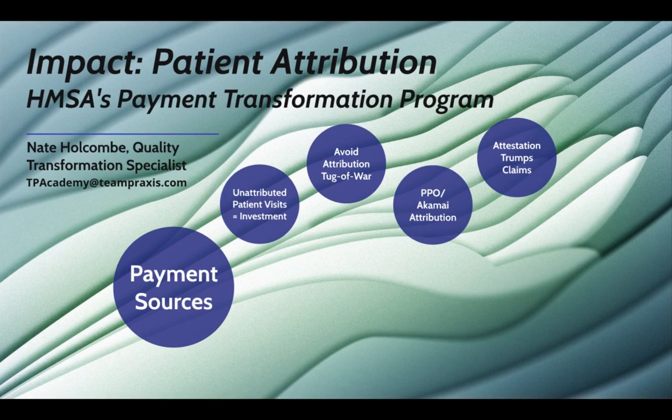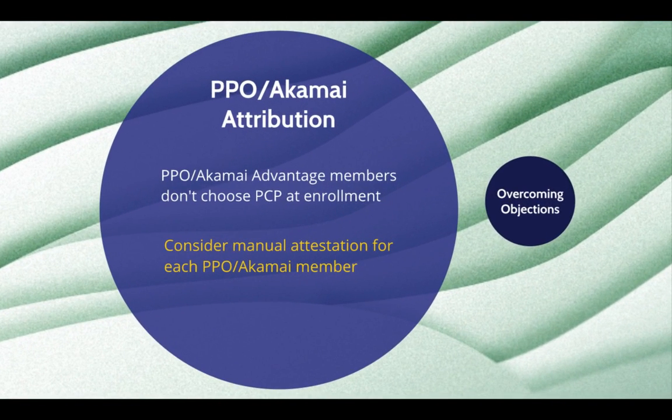PPO and Akamai members are at greatest risk of being lost to other doctors. This is because they are not required to choose a PCP when enrolling, so their attribution is claims-based unless you have them manually attest, which means they complete the attestation form, you fax it to HMSA, and you update COSEVA. Of course, if you are providing sufficient care, you shouldn't have to worry about these patients going elsewhere. You may even decide to have them complete the manual attestation process so that you don't have to worry about losing them to other doctors due to claims data.